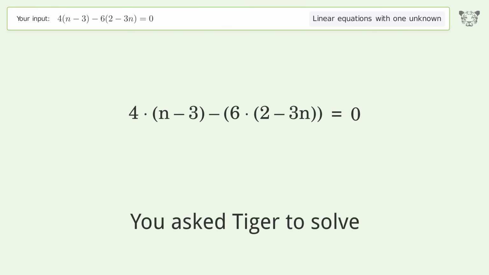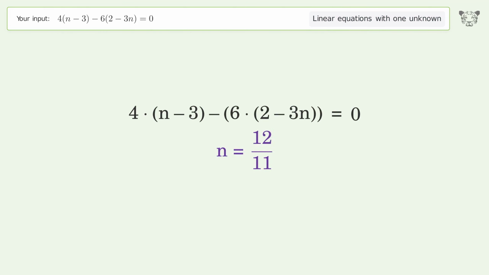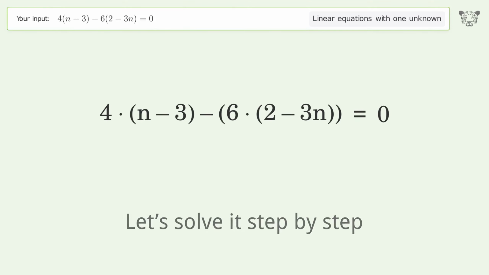You ask Tiger to solve this. This deals with linear equations with one unknown. The final result is n equals 12 over 11. Let's solve it step by step.